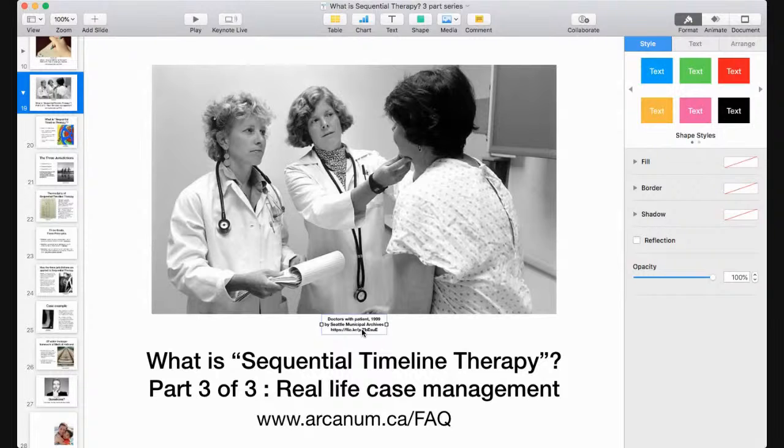We are at part three of a three-part series that we began 2 weeks ago, and the overall topic has been what is sequential timeline therapy, and the topic today will be on real-life case management.